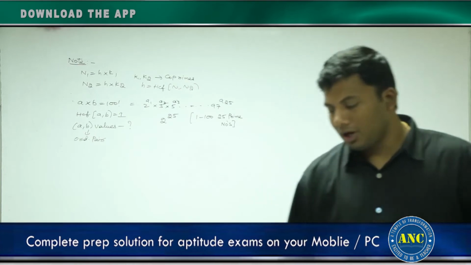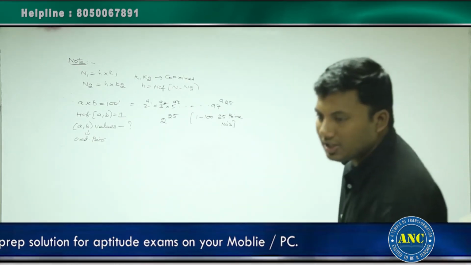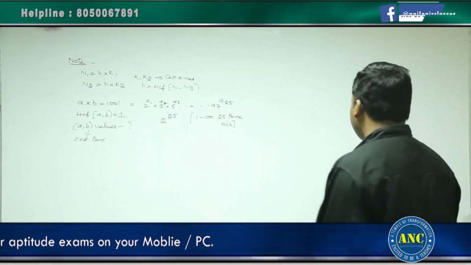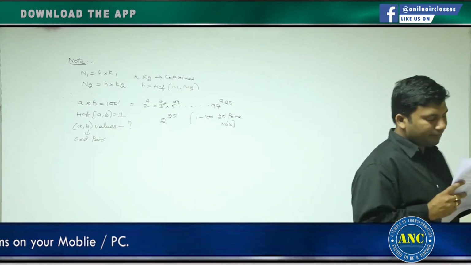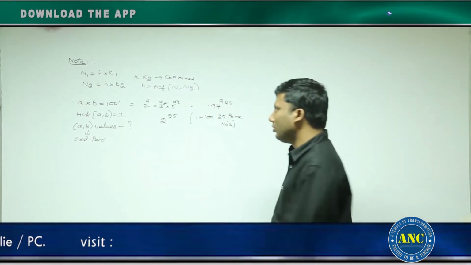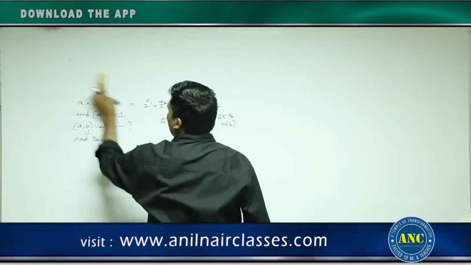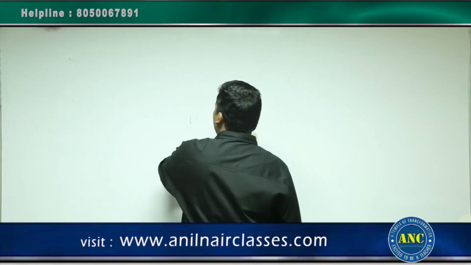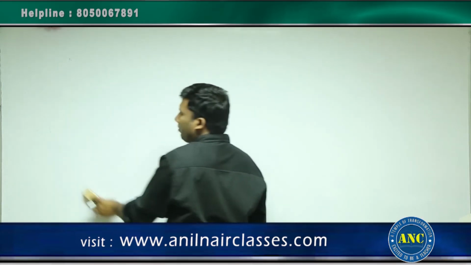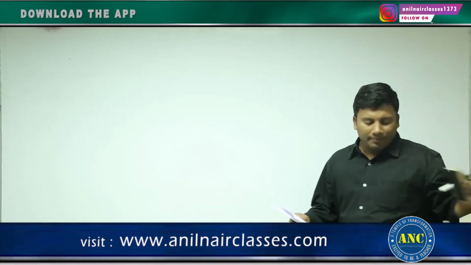Clear, right? Sum of two coprimes, product of two coprimes. See the 60th question present in the sheet. There is one concept, sum of two coprimes, product of two coprimes, all the possible problems.